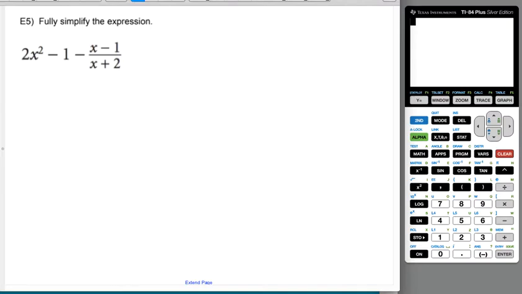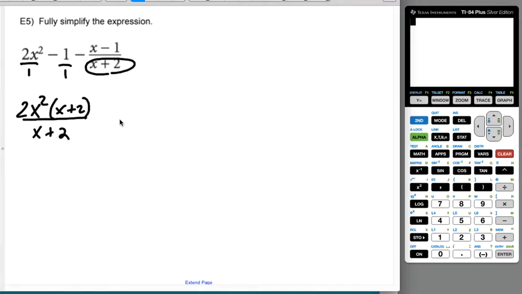All right, so we're going to fully simplify this expression. The trick here, there's a couple different tricks going on, right? But the first thing here is that both of these are secretly over 1, so what I want to do is get a common denominator here. So I'm going to multiply the 2x squared by an x plus 2 to get that over an x plus 2. Multiply this negative 1 by an x plus 2 to get this over an x plus 2.